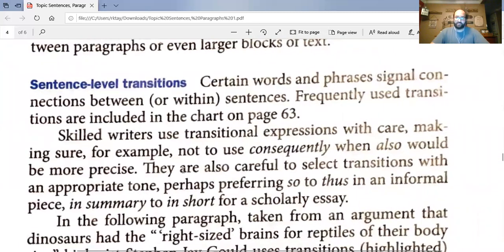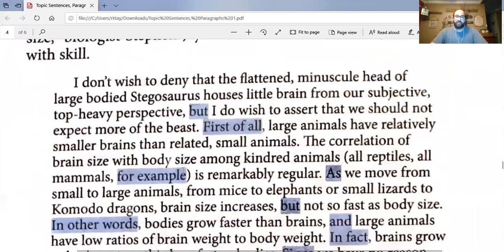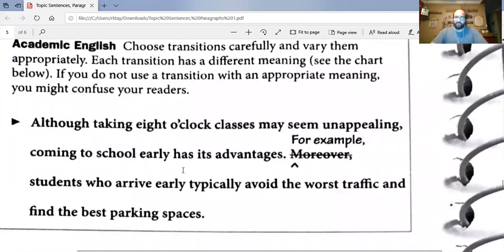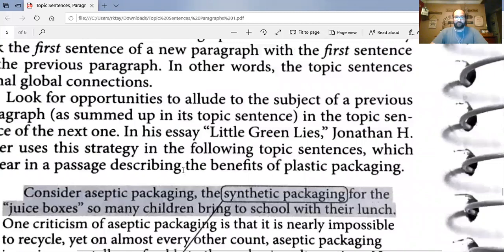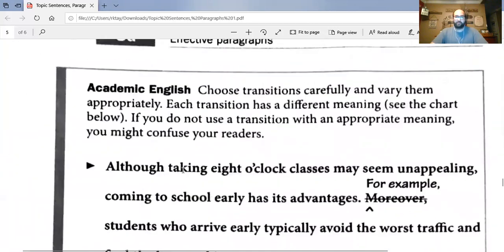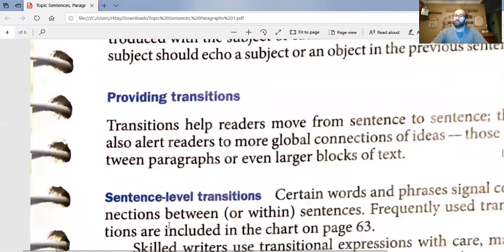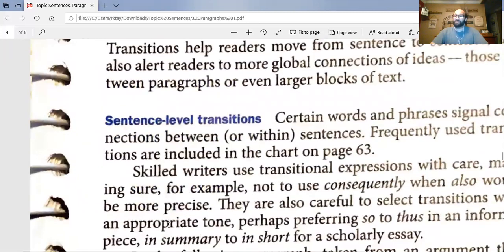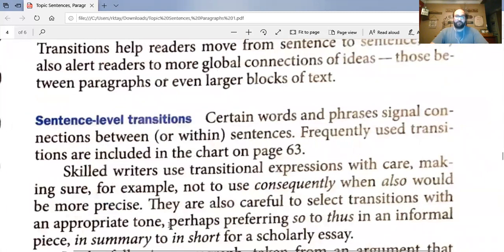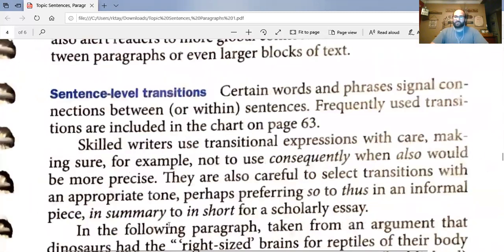Sentence level transitions, and then there are paragraph level transitions right here. We'll go over them very briefly, and I'm not going to have you do any exercise about this. I just think it's very important that when I commented on your paper, you can't say that I didn't tell you so. So, sentence level transitions.